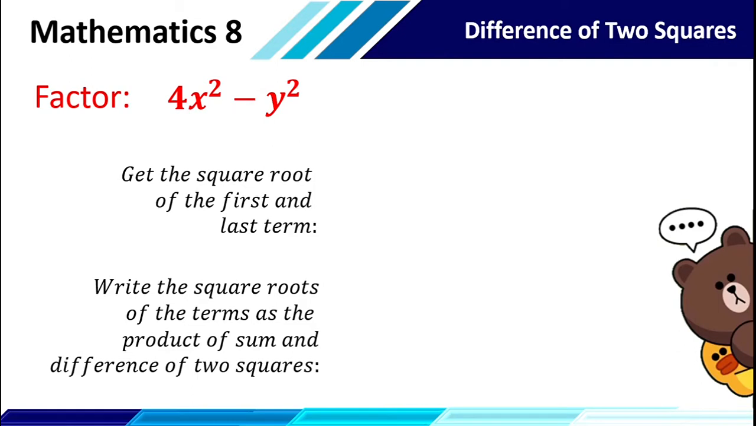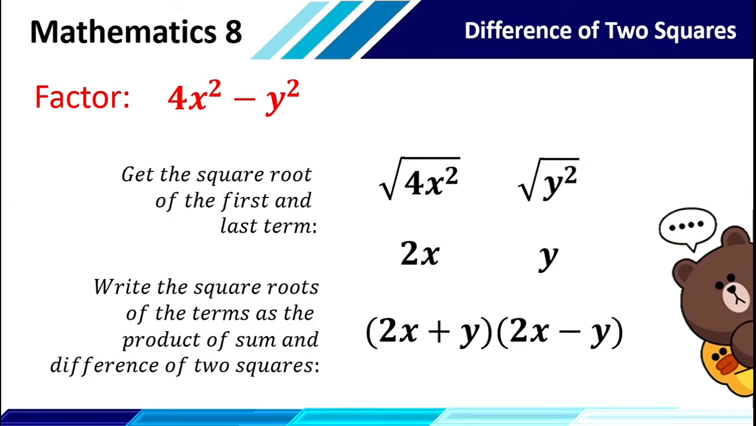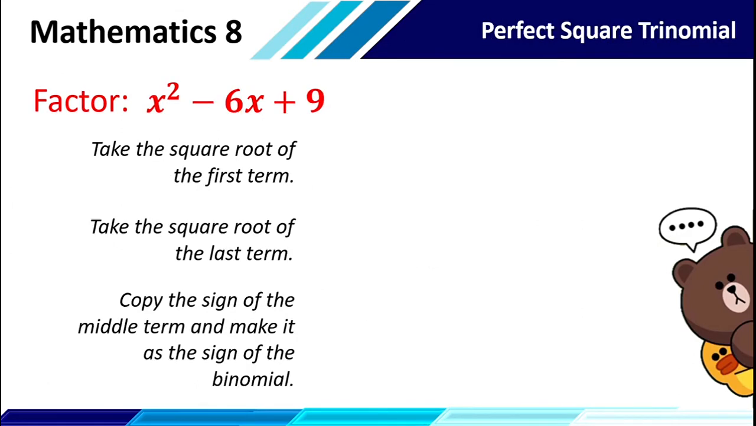To factor this one, get the square root of the first term, which is 2x, and get the square root of the second term, which is y. Combine the square roots and write it as the product of the sum and difference of two squares. So we will have 2x plus y times the quantity 2x minus y.